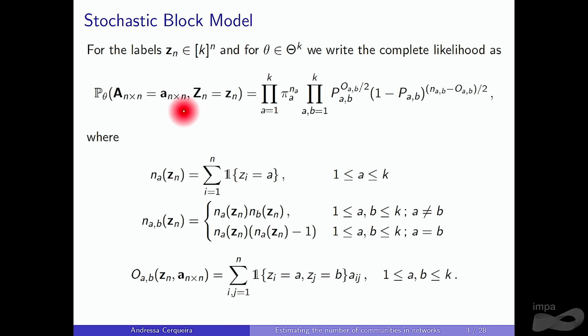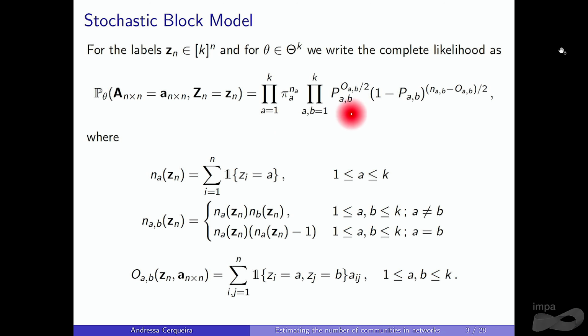So here, I have this expression for the complete likelihood. The first part comes from the fact that the variables z are independent, actually IID. And here I have the probability of a node belonging to community A to the power of how many nodes belong to community A in this network. And the second part comes from the Bernoulli distribution, right?